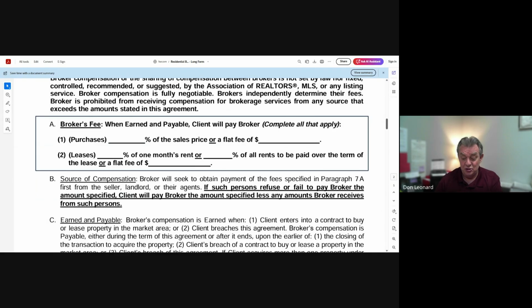It is, buyer, you are committing to this right now, but we're going to do everything we can to shift it to the other side, which is like what it says, that we are going to seek to obtain payment from that number, first from the seller, landlord, or their agents. And if such persons refuse or fail to pay, client, buyer, will pay the broker the amount specified less any amount that the broker on the other side has already agreed to pay. It's the same language. It's always been in there. It's not any different than it's ever been.